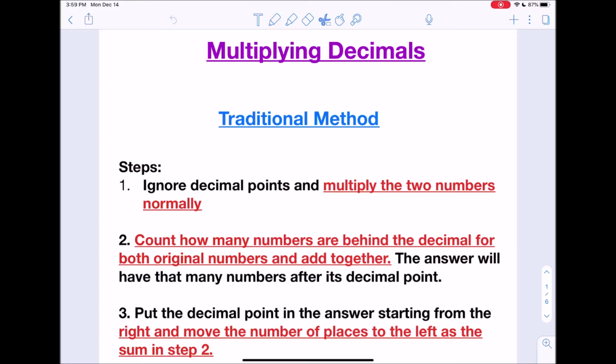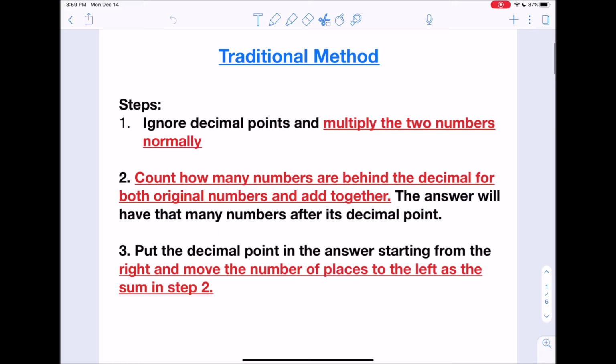Today we're looking at how to multiply decimals. And we're going to do the traditional method. So what are the steps? Well, the first step is to ignore the decimal points and multiply the two numbers normally. So you're just going to ignore the decimals, multiply them as whole numbers.